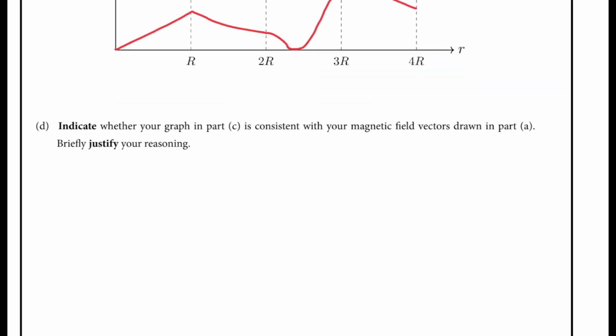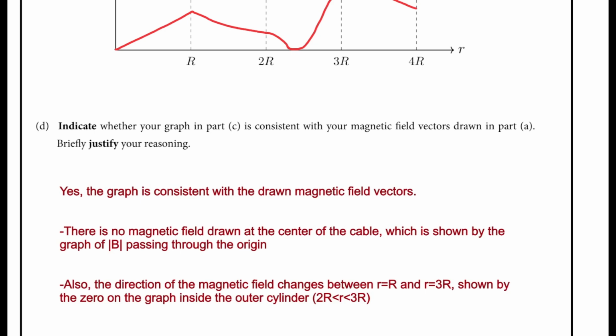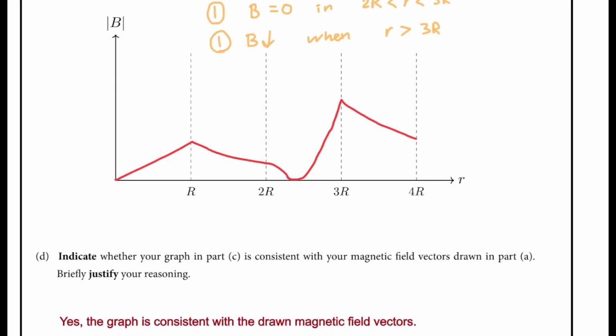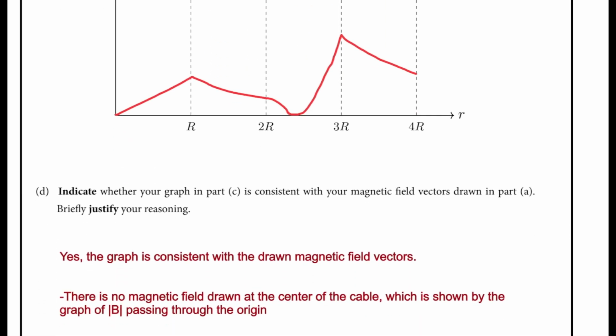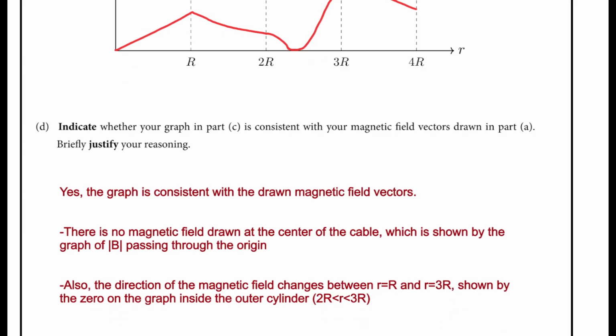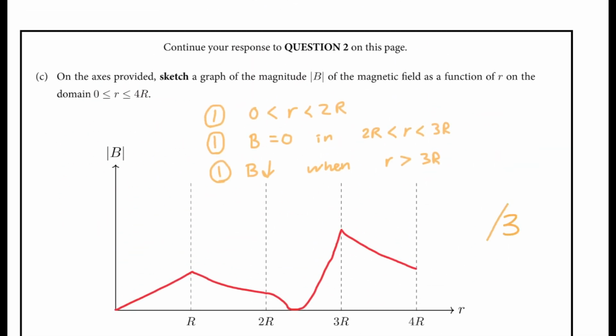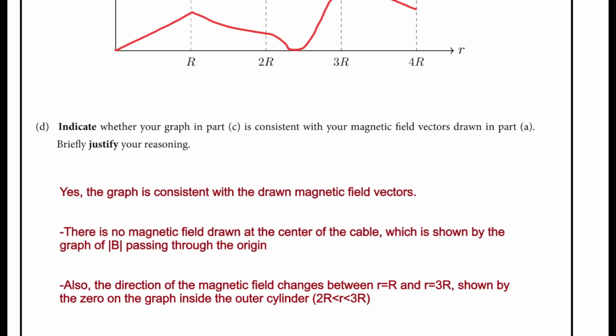I'm actually not too picky with how we'd grade part B. First, you just have to say whether it's consistent or not. So I said, yes, it's consistent, and there's no magnetic field drawn in at the center of the cable, which is shown by the graph passing through the origin. And I actually would say that's acceptable. You could stop it there and get your 2 points. So first, you get a point for just saying if it's consistent or not, and you trust that the grader will know if your answers are consistent with each other or not. So that's your first point.